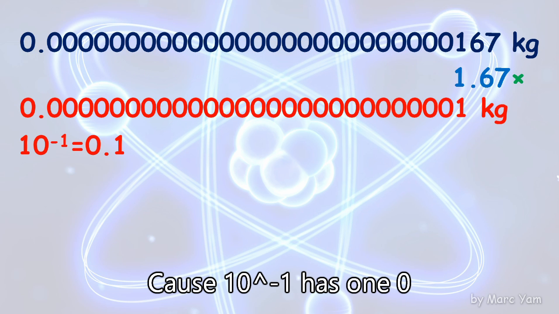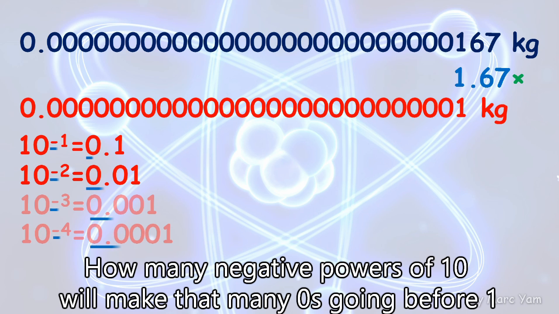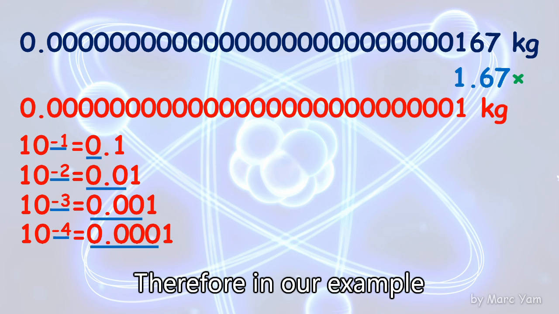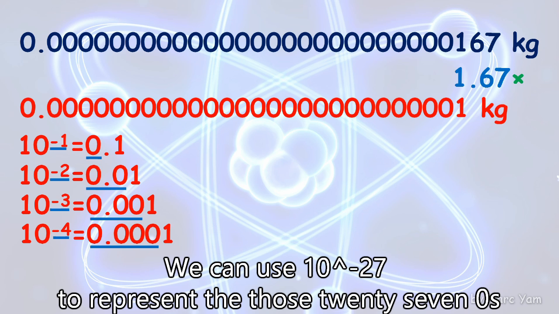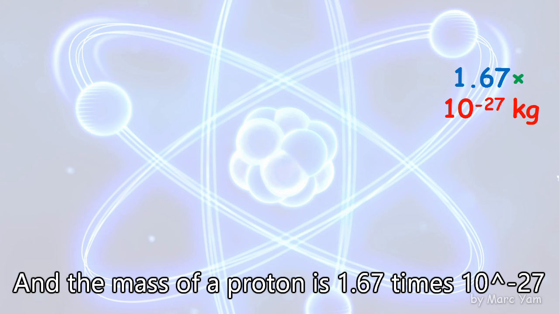Because 10 to the power negative 1 has 1 zero. 10 to the power negative 2 has 2 zeros. So, how many negative powers of 10 will make that many zeros going before the 1? Therefore, in our examples, you can use 10 to the power negative 27 to represent those 27 zeros. And the mass of the proton is now 1.67 times 10 to the power negative 27.